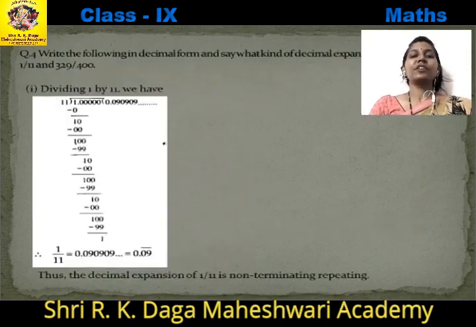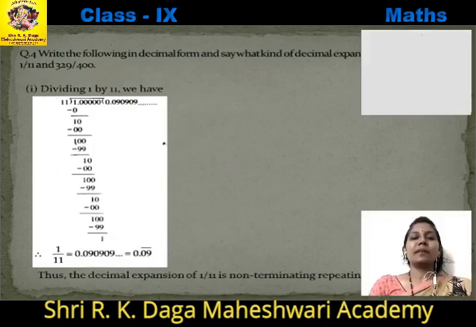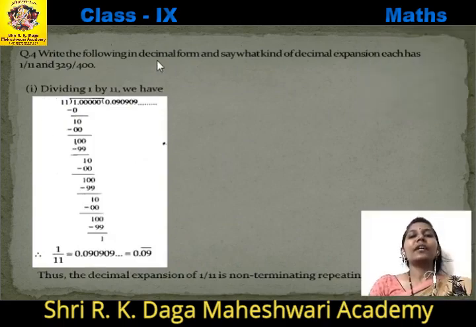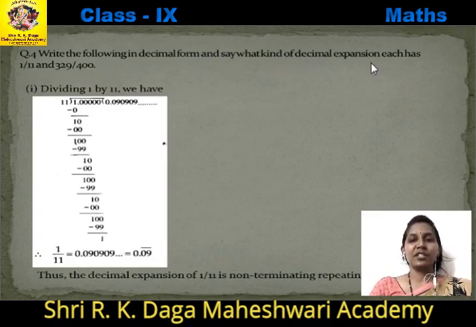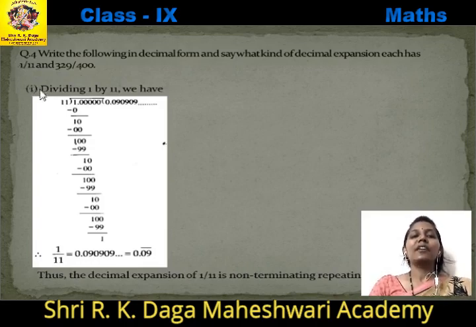Now next question. Question number 4 is about writing the following in decimal form and saying what kind of decimal expansion each has. First is 1 by 11 and second number is 329 by 400. Now in the first part we have to divide 1 by 11. When we divide this 1 by 11, we can see 1 is less than 11. So it is not divisible, so we will write 0.